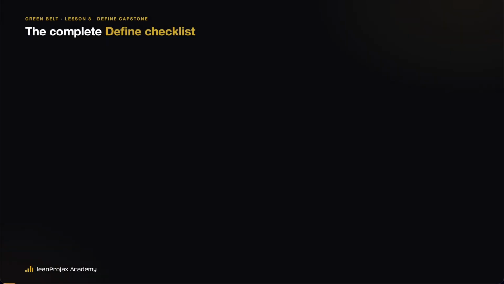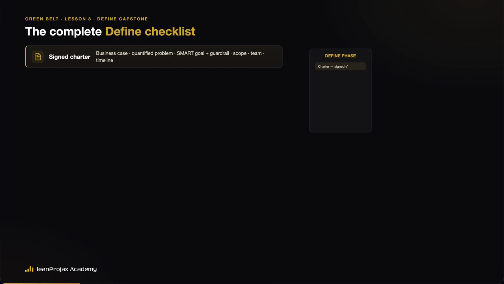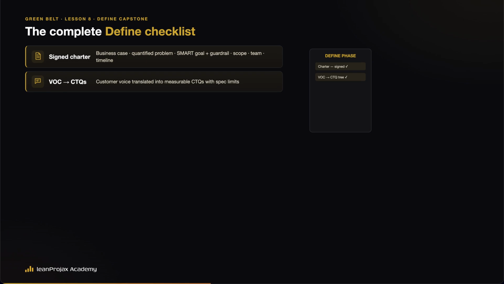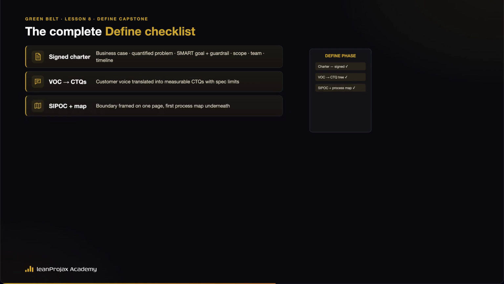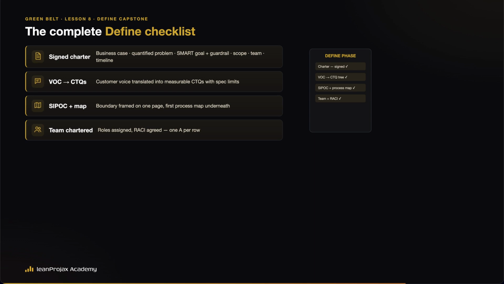The define checklist, what a complete phase contains. Assigned charter, business case, quantified problem, SMART goal with a guardrail metric, scope, team, timeline. Voice of the customer translated into CTQs with spec limits. A SIPOC framing the boundary and a first process map underneath it. The team chartered with roles and a RACI. That's the whole phase on one slide, and it's exactly the evidence a Tollgate demands.